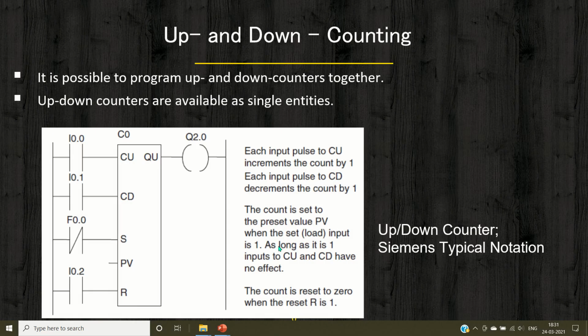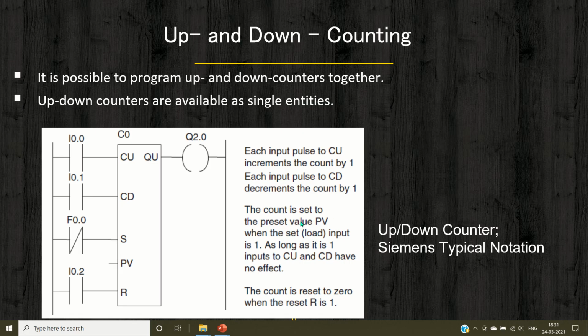Now you can see that this is an up and down counter, with the typical Siemens notation. You can see here this is the up count input, this is the down count input, this is the reset input. Each input pulse to the CU input, the up count input, increments the count by 1, and each input pulse to the CD decrements the count by 1. There is only one output, so CU and CD both work concurrently and generate only one output.